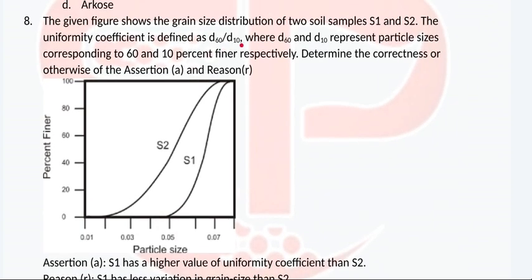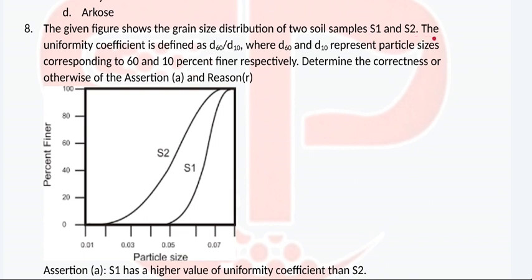So the given figure shows the size distribution of two samples S1, S2. The uniformity coefficient is defined by D60 by D10. It is a uniformity coefficient, where D60 and D10 represent particle size corresponding to 60 and 10% finer respectively. This is 60%. This is 10%. The ratio of D60 by D10.